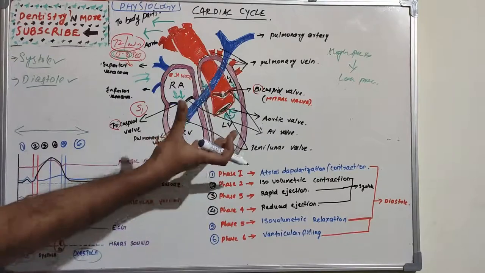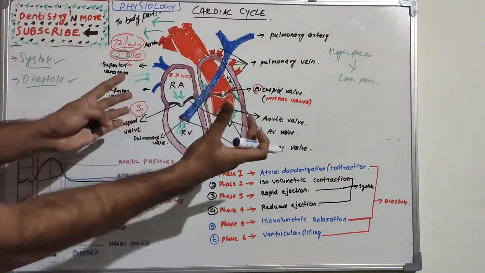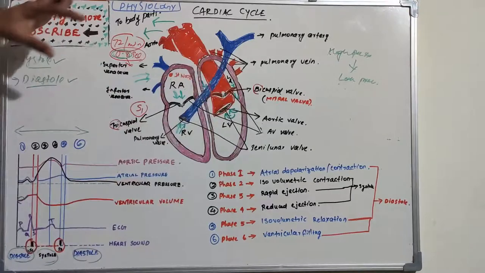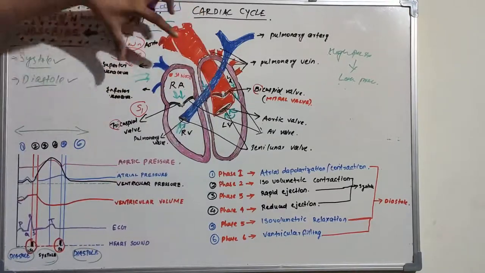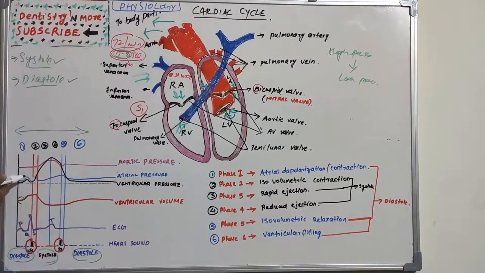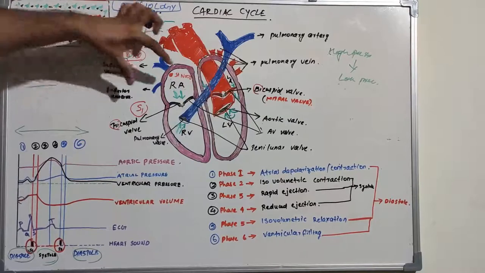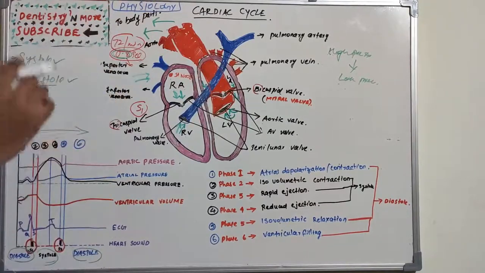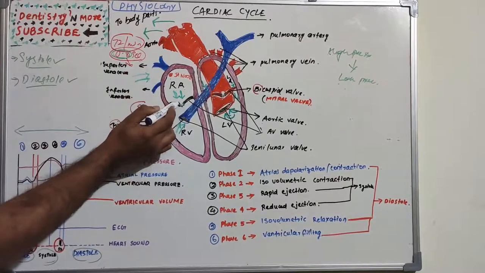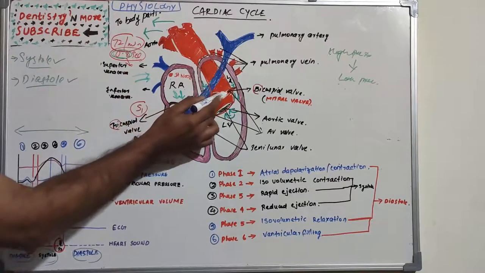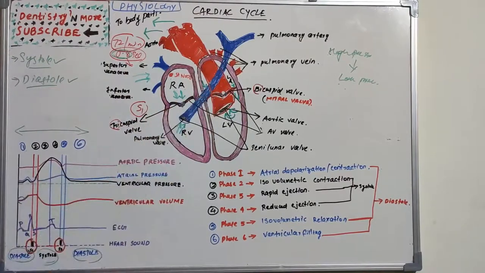Because the blood is completely filled here, the pressure will be built up here. So automatically the pressure of the atrial valve reduced. That is the downward inclination of this peak. The pressure is reduced, but the volume is constant. When the pressure is reduced, as I mentioned earlier, this valve closes. So this tricuspid and bicuspid valve closes.